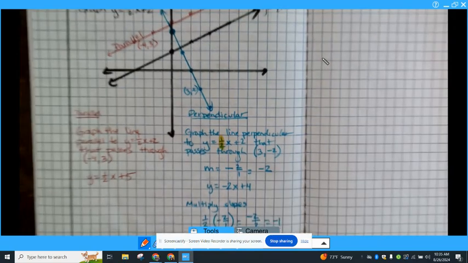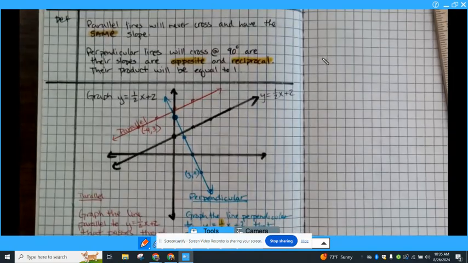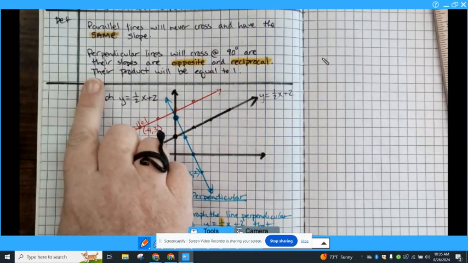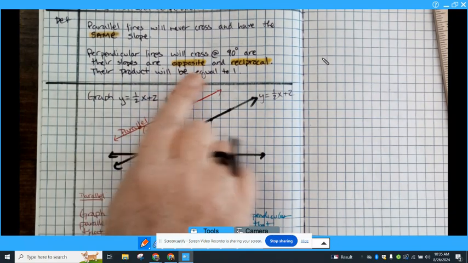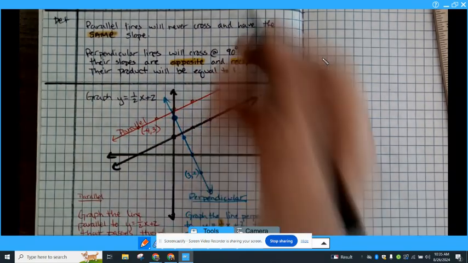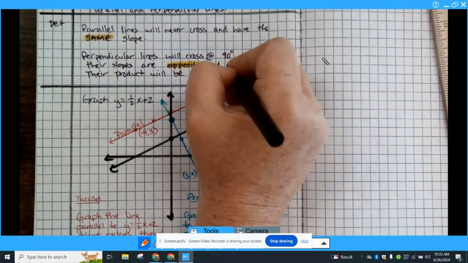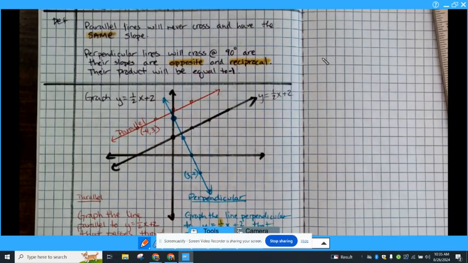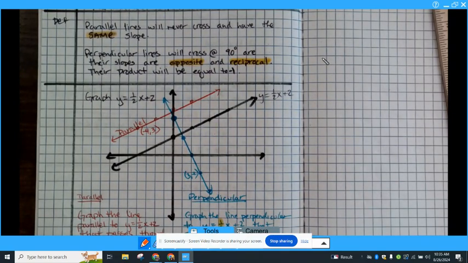Which I now realize I made a mistake. Up here, let's fix this. Their products will always be equal to, let's fix that, it's a -1. Because they're opposites. One's a positive, one's a negative. See?